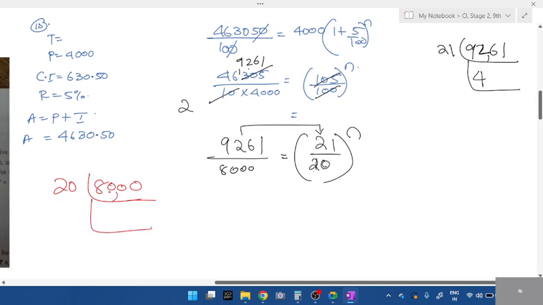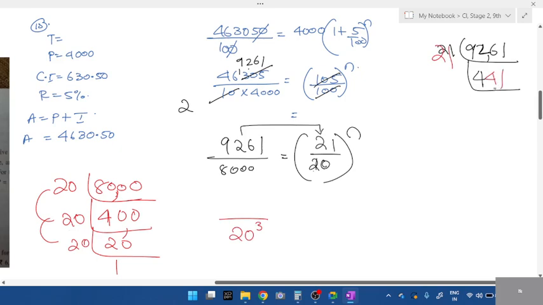Take the two values. 20 into what gives 80? No, 4. And there are two zeros, right? 400. Next, take the same 20, students. 20 into what? Next, 20 into 1. How many times is 20 multiplied? If 20 is 3, what will be 21 here? Definitely it should be multiplied how many times? 3 times. That's the concept.